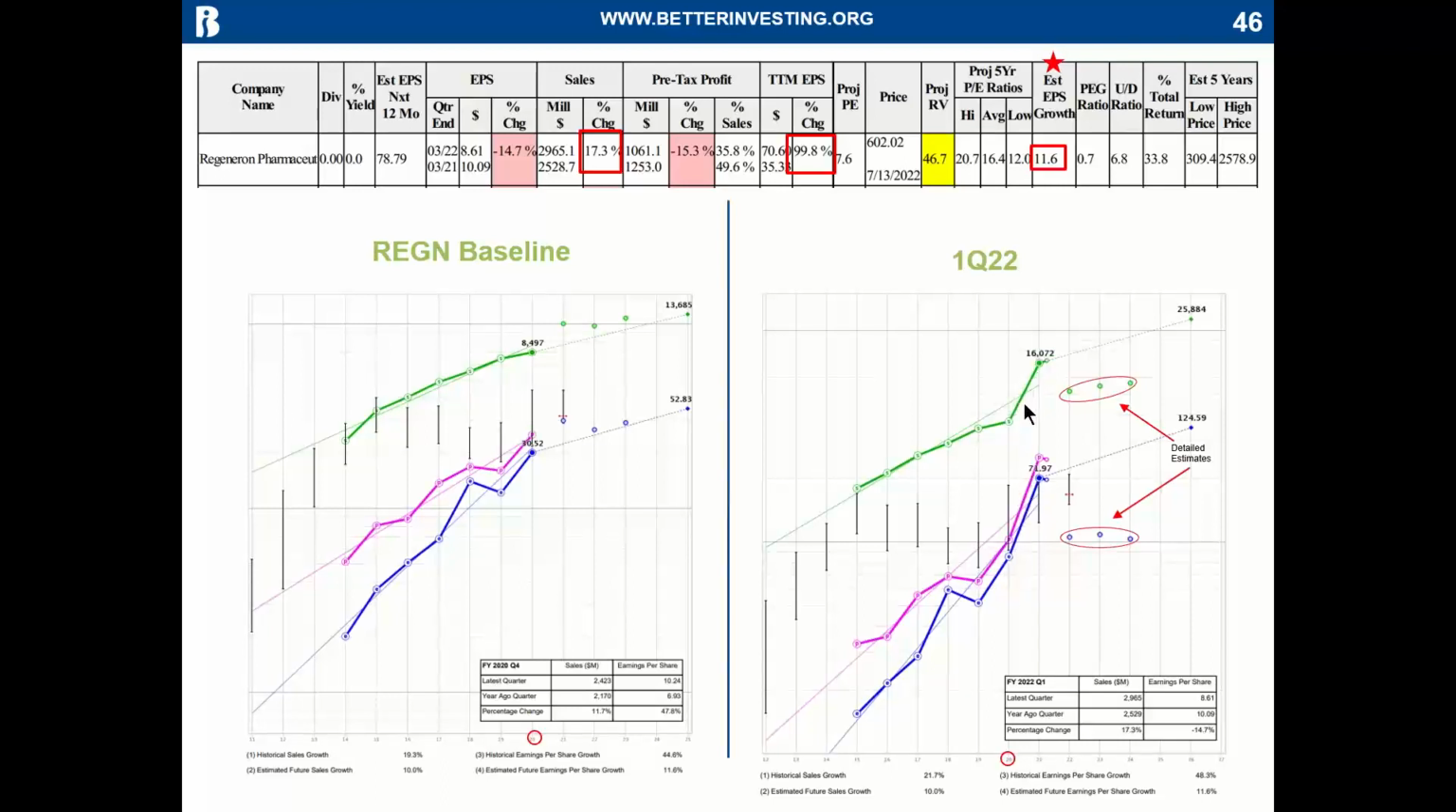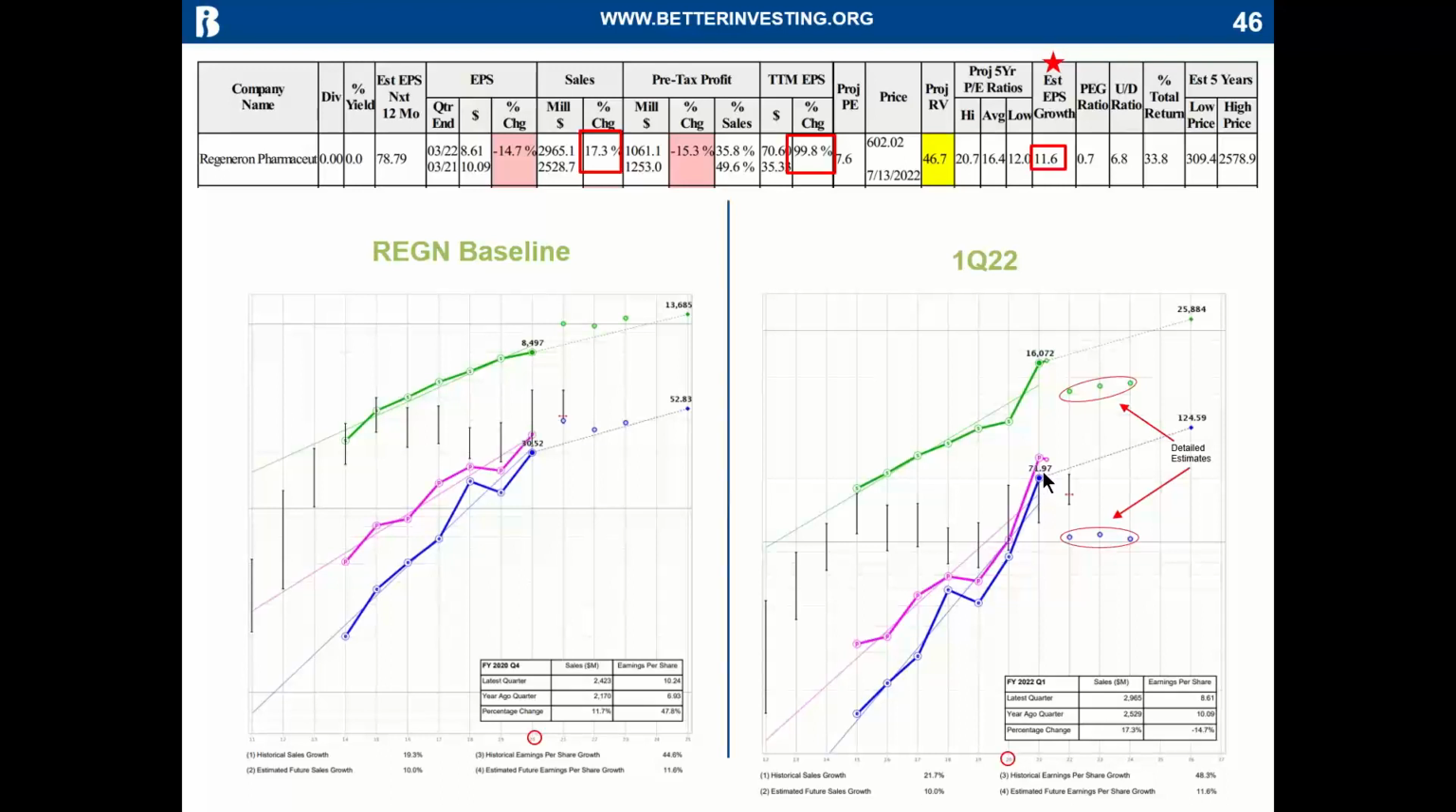In fact, sales and earnings almost doubled. With respect to sales, sales was 8.5 billion in the baseline, and it's 16 billion currently. Earnings was $30.52, and now it's about $72.